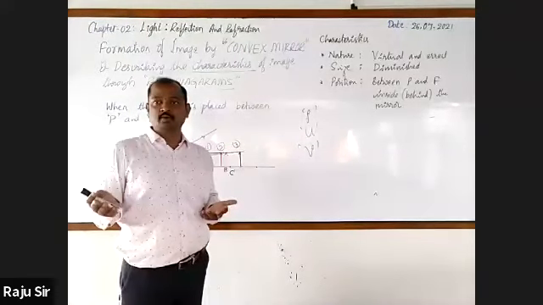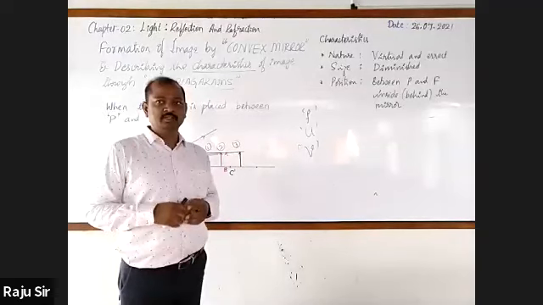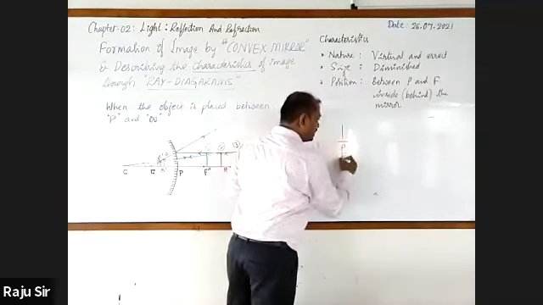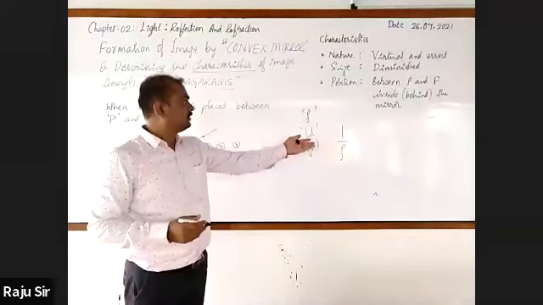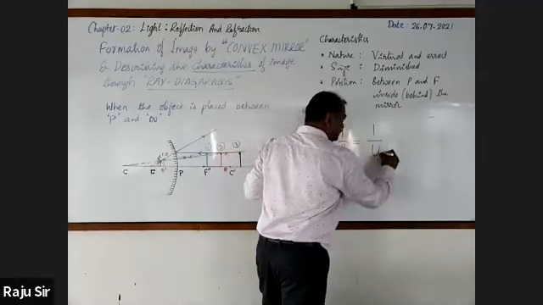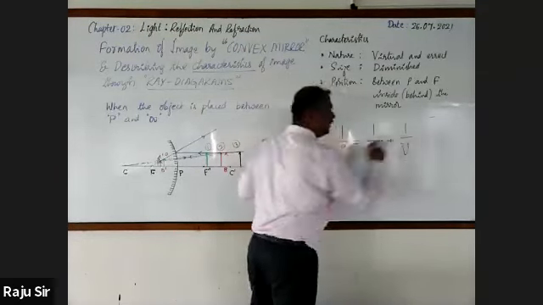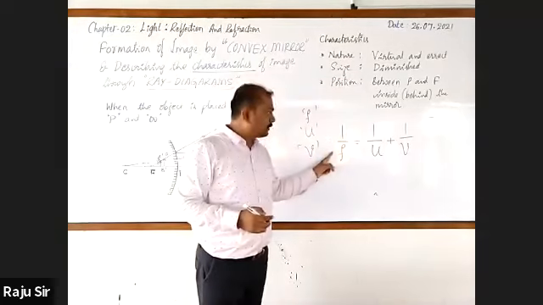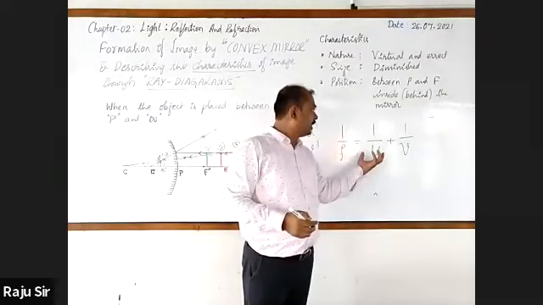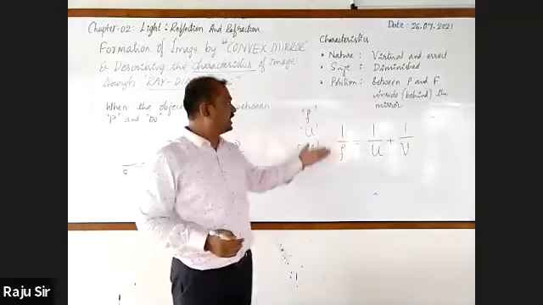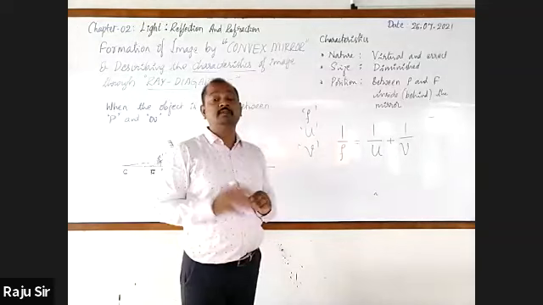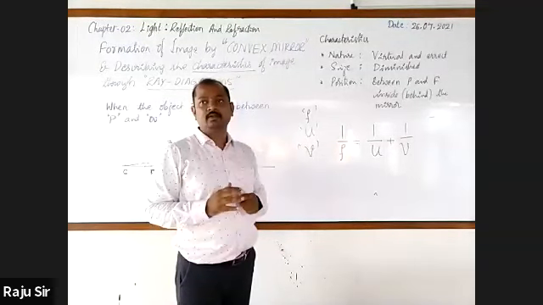Hope that you have gone through my notes. 1 by u plus 1 by v is equal to 1 by f, the reciprocal of focal length. That is, 1 by f is equal to 1 by u plus 1 by v. The reciprocal of focal length is equal to the sum of reciprocals of object distance and image distance. This is read as 1 by f is equal to 1 by u plus 1 by v. This is the mirror formula. Clear?